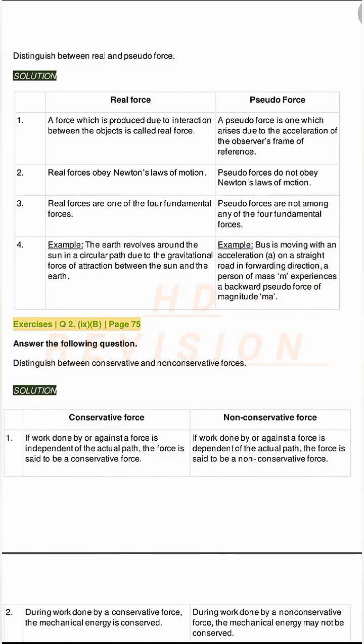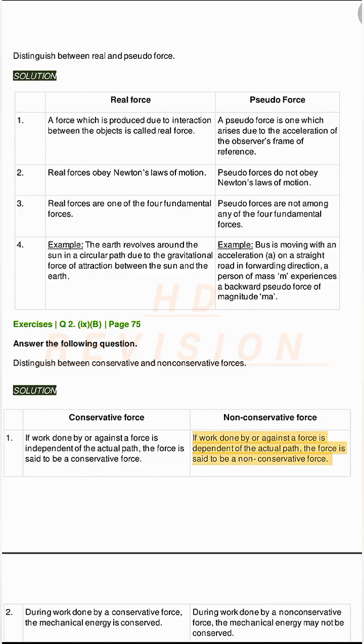Exercises Q2. XB page 75. Answer the following question. Distinguish between conservative and non-conservative forces. Solution. Conservative force. Non-conservative force. 1. If work done by or against a force is independent of the actual path, the force is said to be a conservative force. If work done by or against a force is dependent on the actual path, the force is said to be a non-conservative force.